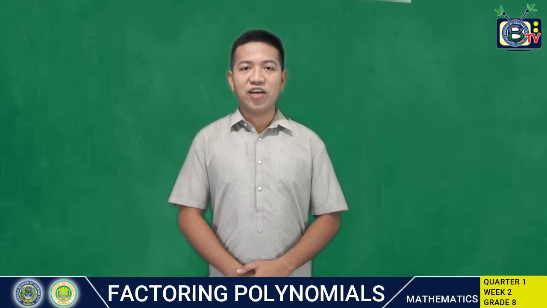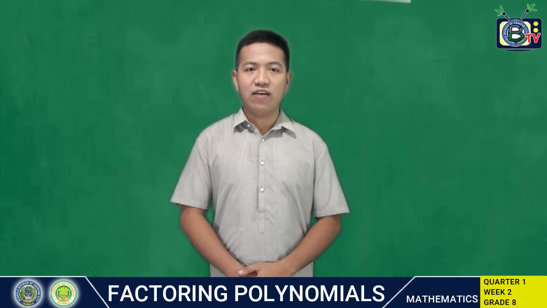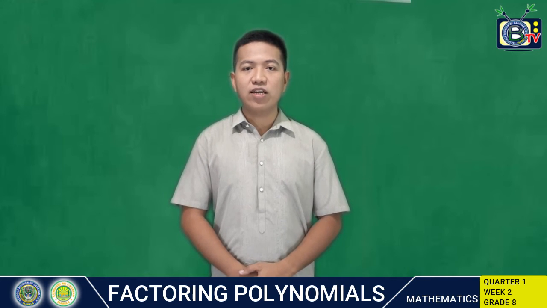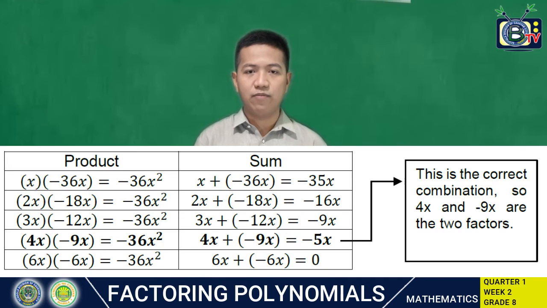Here, the product is negative 36x squared and the sum is negative 5x, which is the middle term. Since the product is negative, the two numbers must have different signs. And since the sum is also negative, the bigger number, or the number with the greater absolute value, must be negative. Refer to the table.